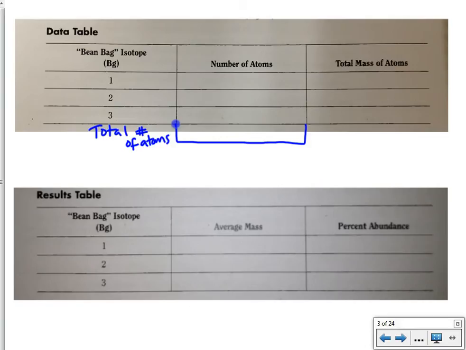Your results table has a column labeled beanbag isotope and has 1, 2, and 3 in it. It has a column for average mass, and it has a column for percent abundance. I would like to have you add a third column, but it's going to go in the middle, so you'll have a total of 4 columns. The column in the middle is going to have the heading relative abundance.